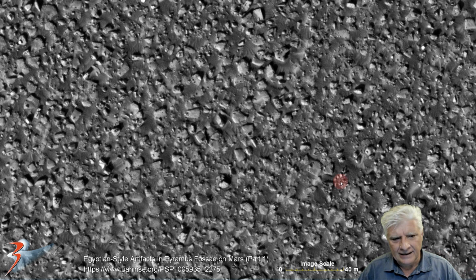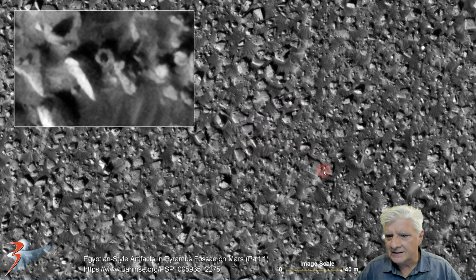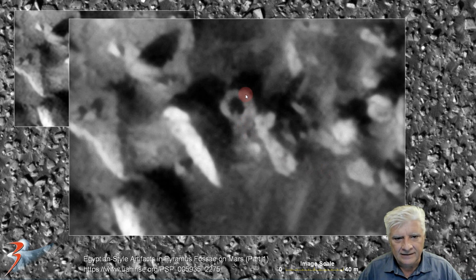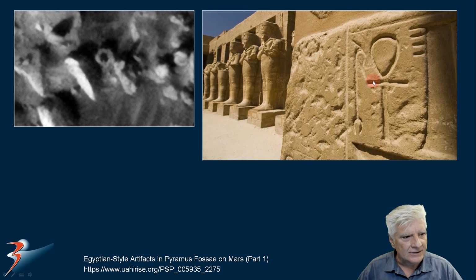Then we're looking at the ankh. What I speculate is an ankh carving over there, and let's take a closer look. We can see the circular part and then the cross section seems to be attached right there. And there's a symbol of an ankh that we find in Egypt.